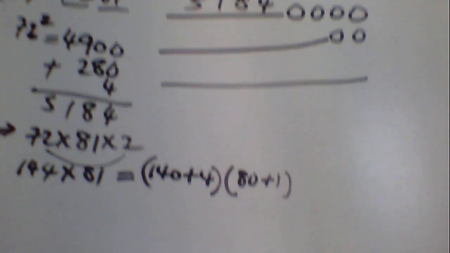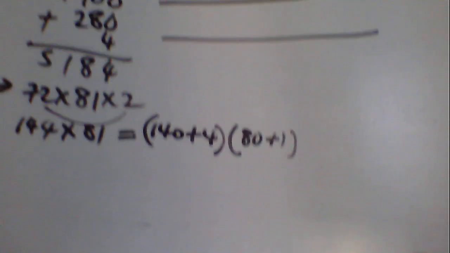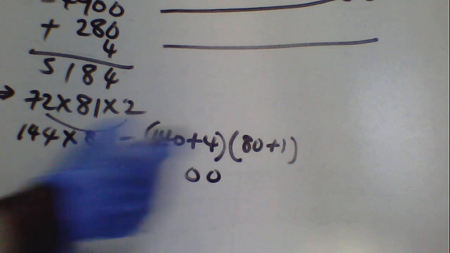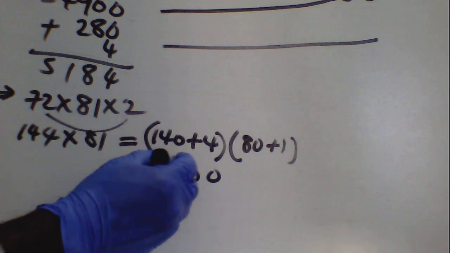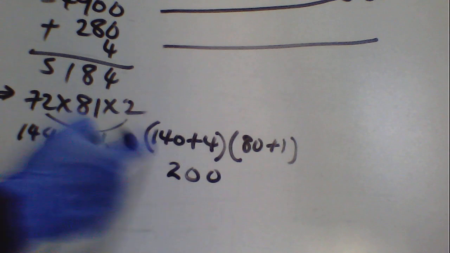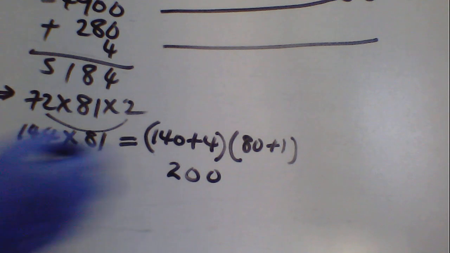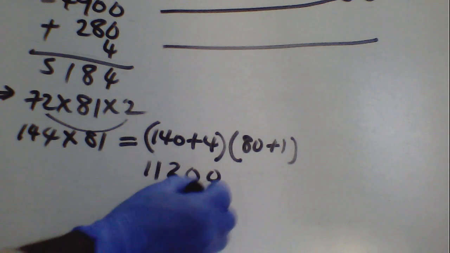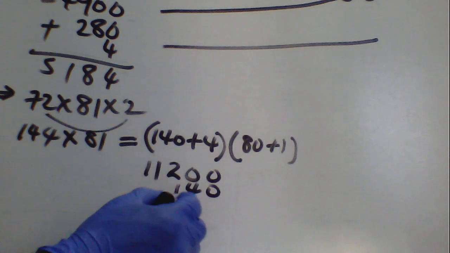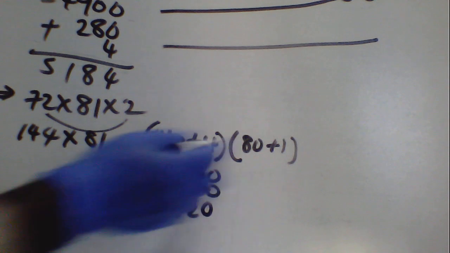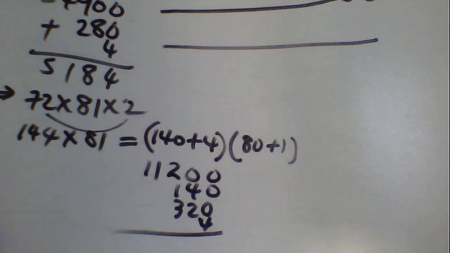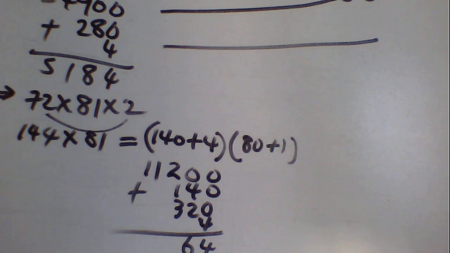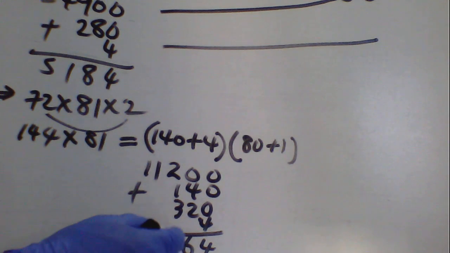So the next thing is to multiply out. 140 times 80, already we have 2 zeros. 8 times 14 will give us what? 8 times 4 will give us 32. I write 2 carry 3. 8 times 1 will give us 8, plus 3 will give us 11. Then 140 times 1 will give us 140. 4 times 8 will give us 32 and 0. 4 times 1 will give us 4. Then you sum. Bring down 4. You have 6. Here you have another 6. 1, 1.